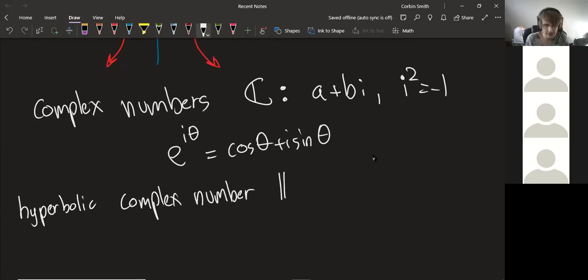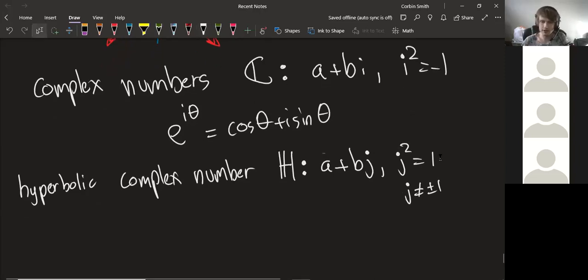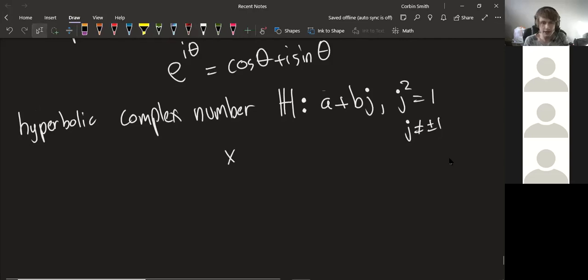And sometimes I've seen people use a blackboard H like that for them, but that H is actually used for a ton of different things. These are numbers of the form a plus bj, where j squared equals 1, but j does not equal plus or minus 1. One thing you should notice is that the fundamental theorem of algebra is no longer true in the hyperbolic complex numbers, because x squared minus 1 equals 0 has 4 roots.